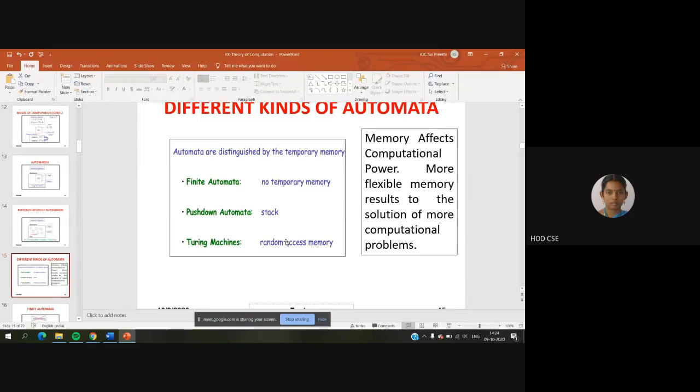I'm explaining to you that whenever memory is more flexible, the device has more power. I am presenting the three automata: finite automata, push-down automata, and Turing machine. Whenever there is more flexible memory, that automaton has more power. Finite automata has no temporary memory, push-down automata has temporary memory configured by the stack concept, and Turing machine has random access memory. So with respect to that, which has more power? Anyone?